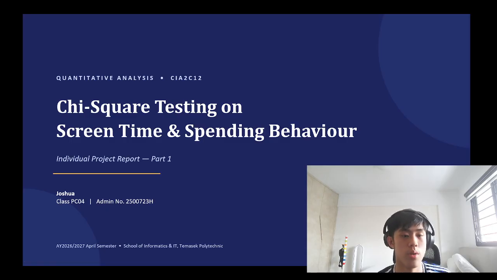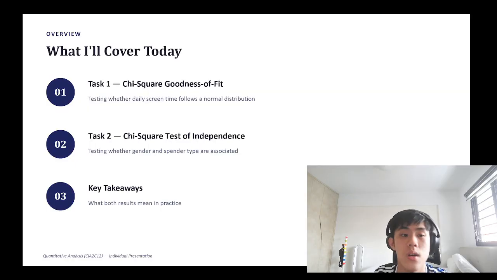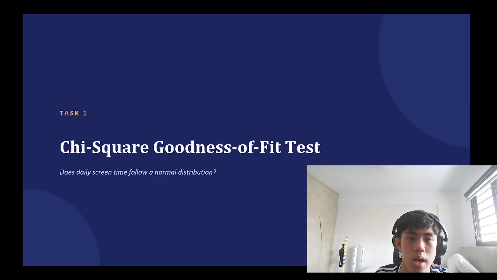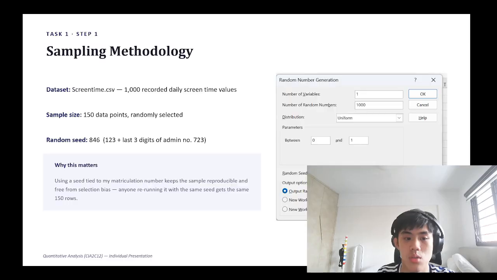Project. Today we'll be going through the chi-square testing on screen time and spending behaviors, individual project part one. These are the things I'll cover today, along with a key takeaway at the end. For the chi-square goodness of fit test in part one, we were checking the screen time.